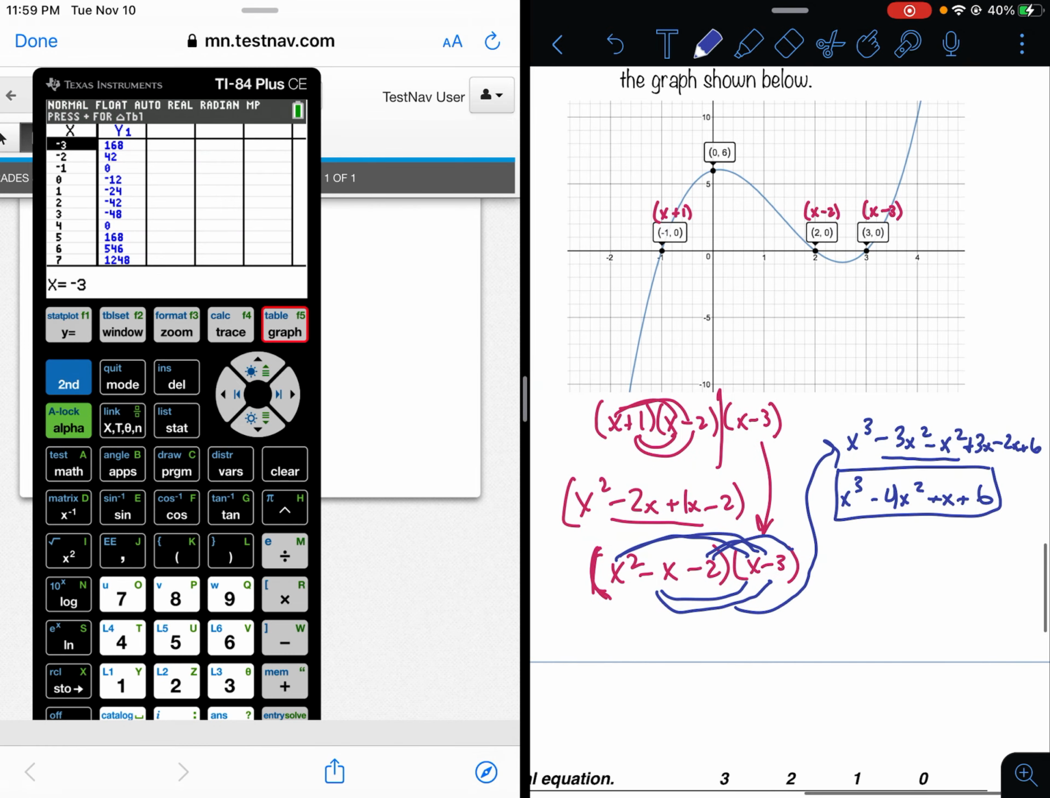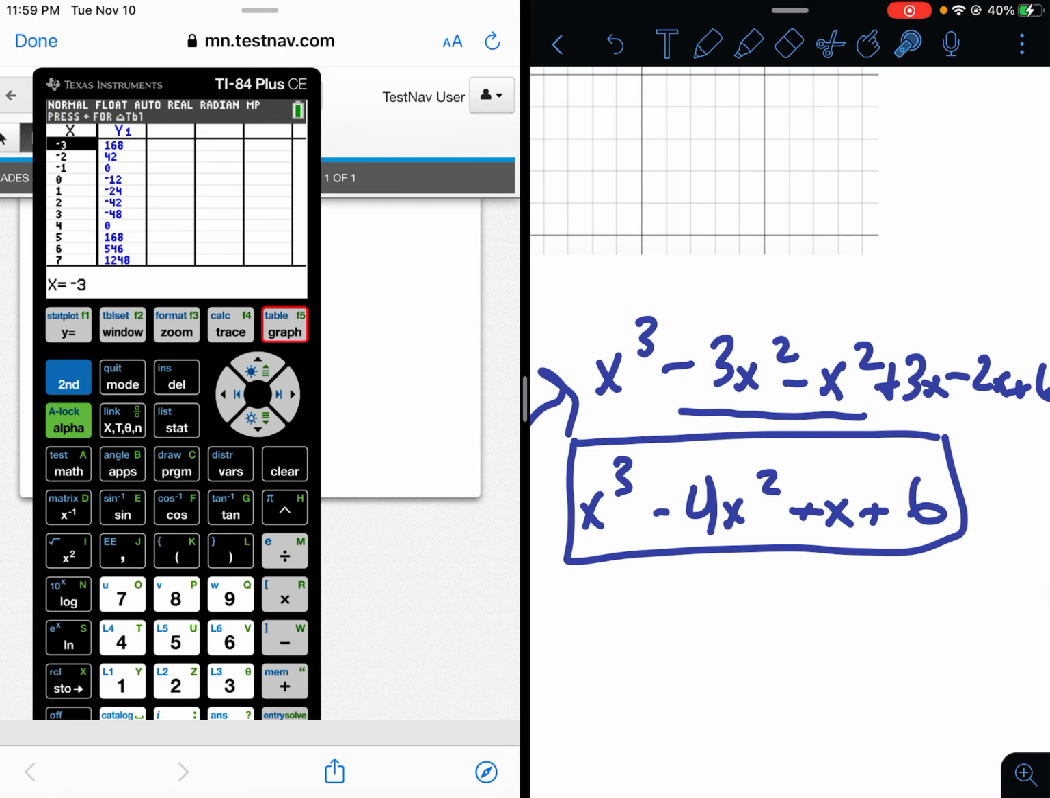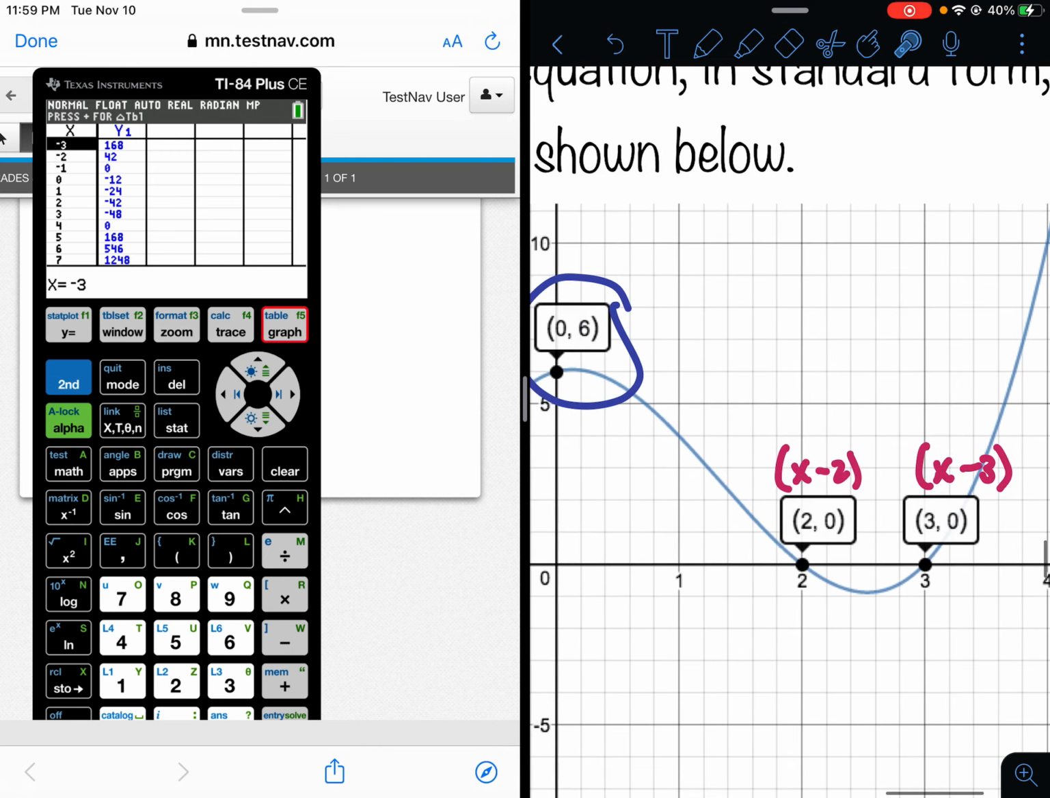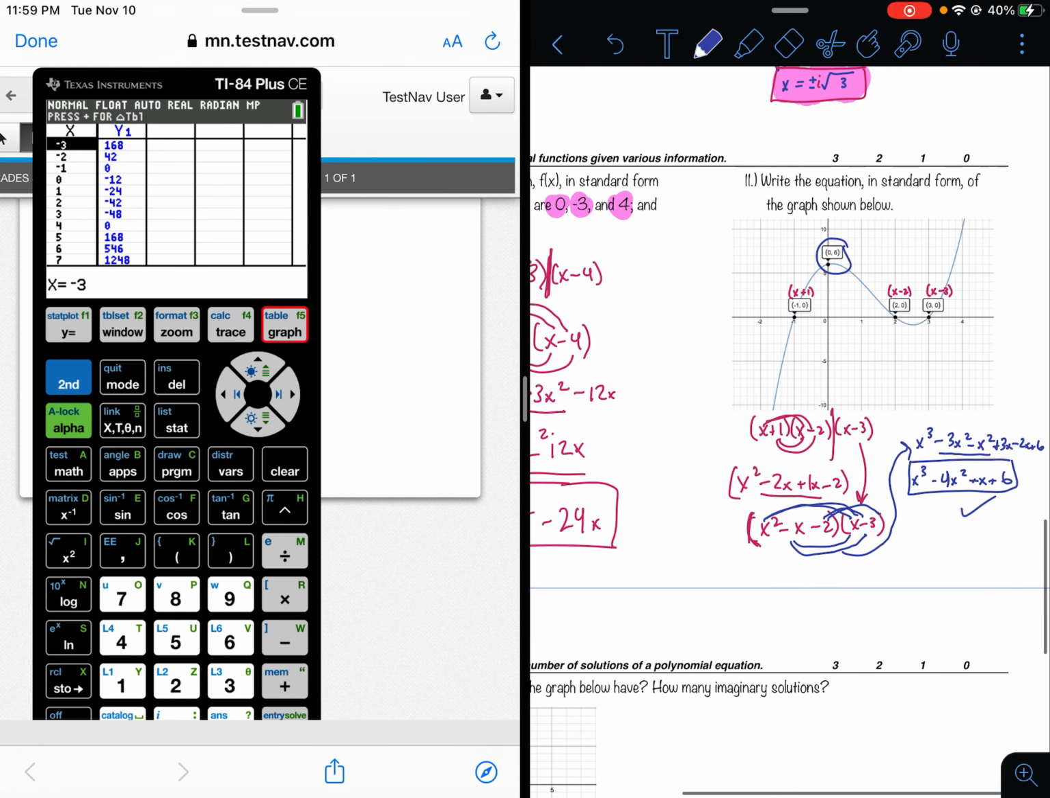Now, a couple things we need to pay attention to here. We want to make sure everything works out. The only other piece of information that it gives us is the y-intercept. It gives us the y-intercept is 6. Now, if you remember anything we've done with either quadratics or polynomials, when an equation is in standard form, the constant always refers to the y-intercept. And so this constant right here will always represent the y-intercept. Now, we have a y-intercept of 6. Does it match? Yep, y-intercept is 6. So that is my answer. Done.